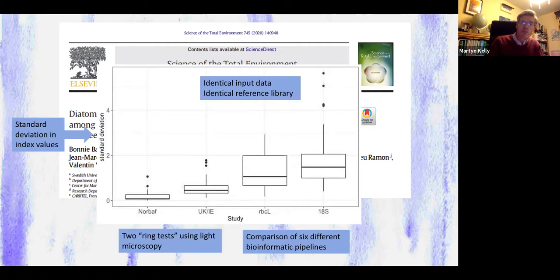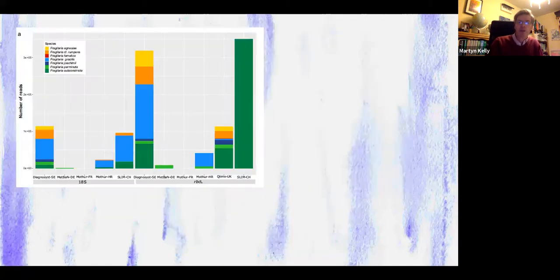And these are the typical standard deviations we are getting from experienced human analysts comparing their samples. And I was quite surprised to see how much higher the standard deviation was when you applied exactly the same approach to this comparison of bioinformatics pipelines. And this was done for both rbcL and for another marker gene, 18S. I emphasize here: identical input data, identical reference library, but quite a lot of variation between bioinformatics pipelines.